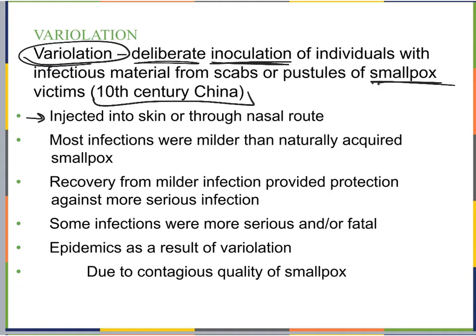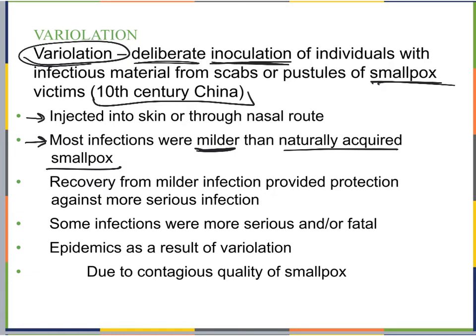This is called variolation, where they're deliberately infecting somebody else with infectious material from these scabs and pustules from somebody that's sick. What they noted, and the reason they did this, was because most of the infections that they were passing along were milder than the naturally acquired smallpox. They noticed that people that just naturally got smallpox because they were exposed to it got really harsh smallpox, were very, very sick, and had a difficult time recovering from the illness, if they recovered at all.